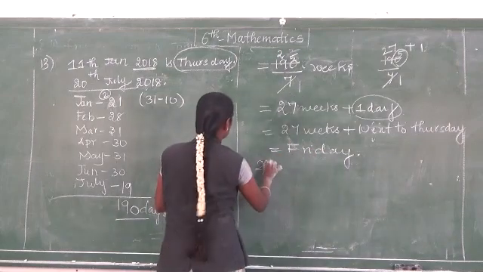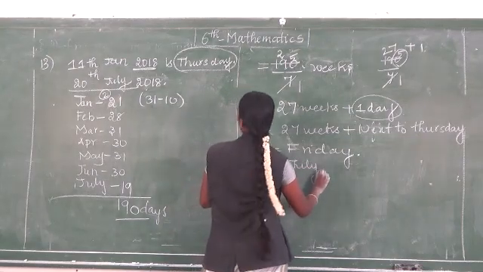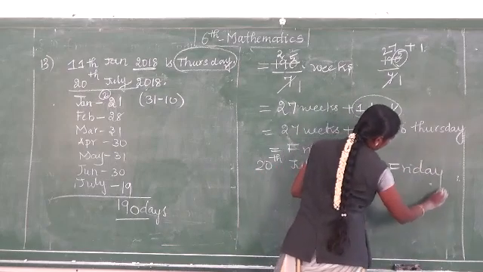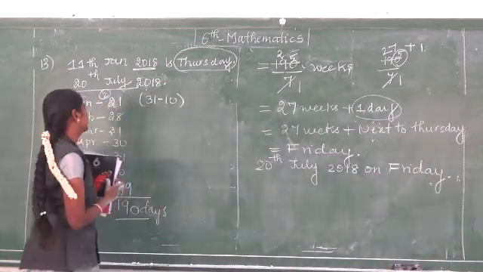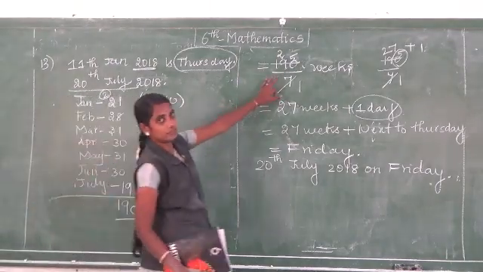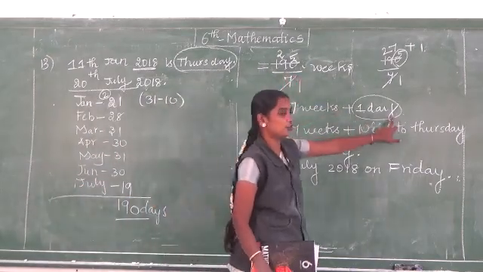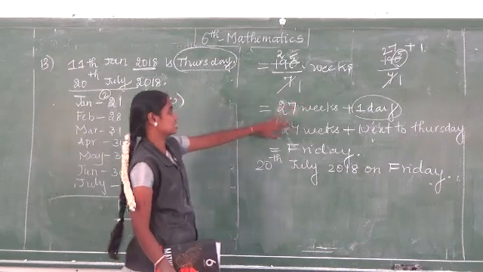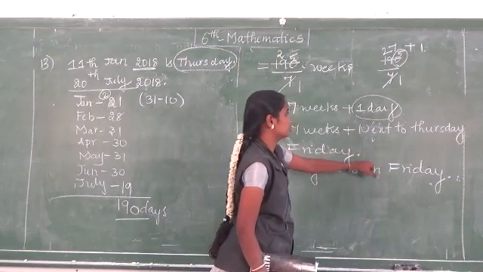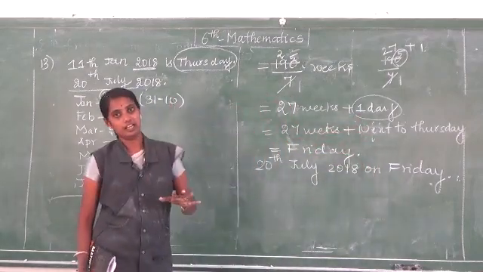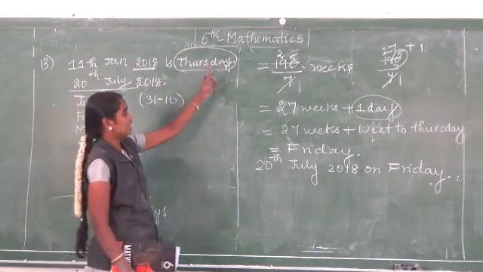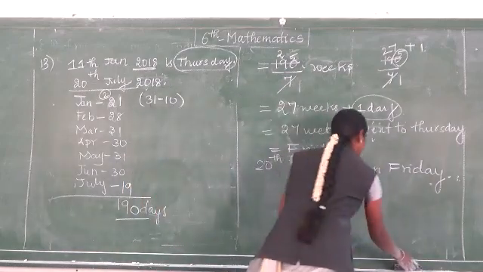So the 20th July 2018 is Friday. It's the very easiest one. Calculate the days properly, add the days, convert into weeks, and see the weeks remaining, how many days? 1 day. 27 weeks before it was Thursday, then the next day will be Friday. So don't take the first day as Sunday. Here the 27 weeks over, we calculated based on Thursday only. So after Thursday it will be Friday. Next problem.